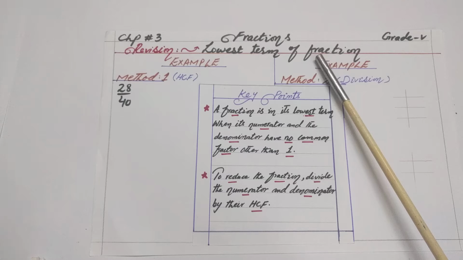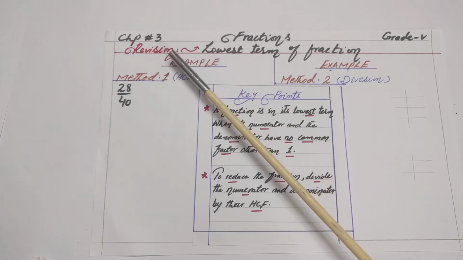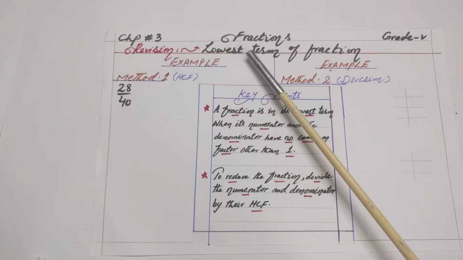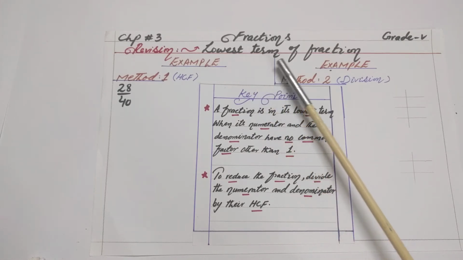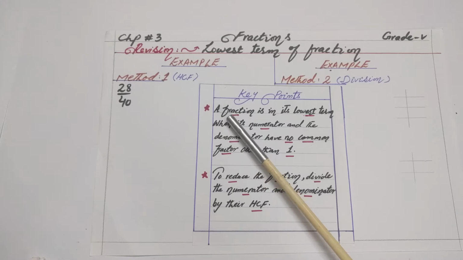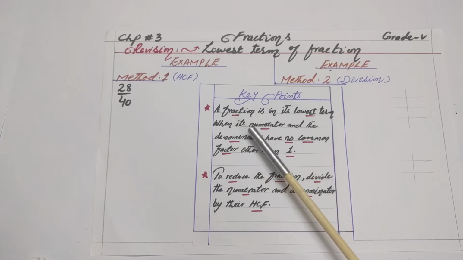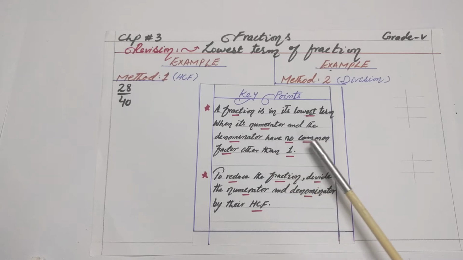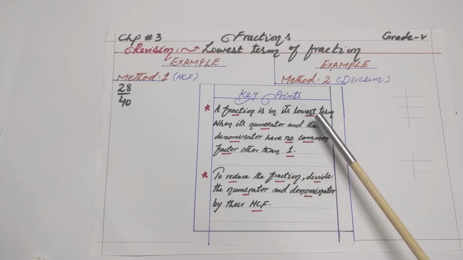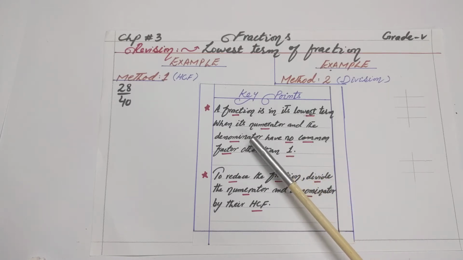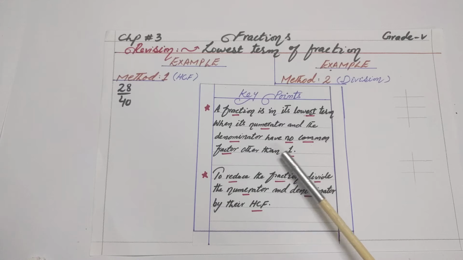You have already learned about the lowest term of the fraction in grade 4 and also in the percentage chapter. So we will take a quick review about how to find the lowest term of the fraction. Okay, let's start. There are some key points related to the lowest term of the fraction. First one is a fraction is in its lowest term when its numerator and the denominator have no common factor other than 1.